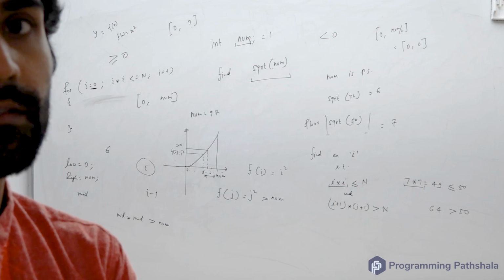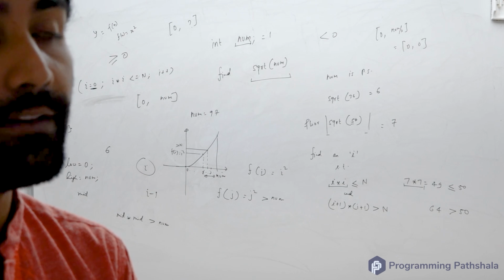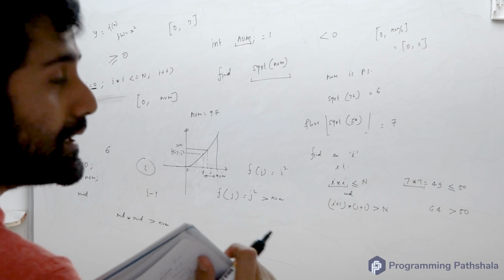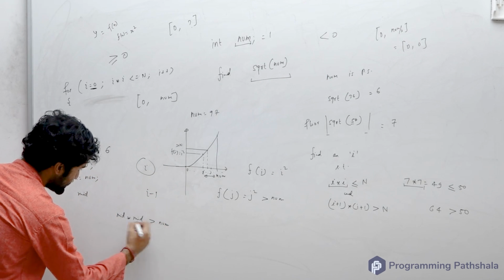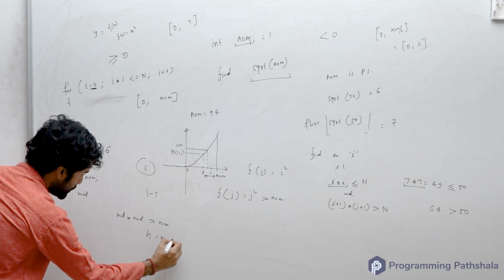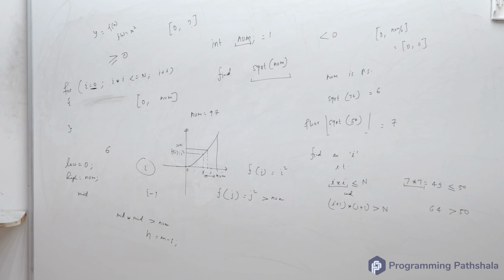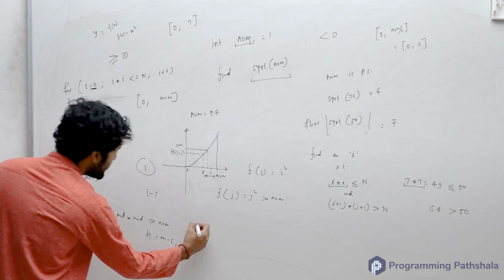And when the answer is towards the left side, what do you change? Do you change your low? Do you change your high? You change your high. So whenever this thing becomes true, you have to do high equals mid minus 1. Okay, otherwise what should you do?